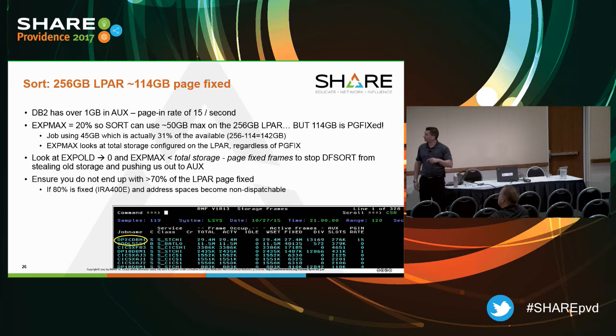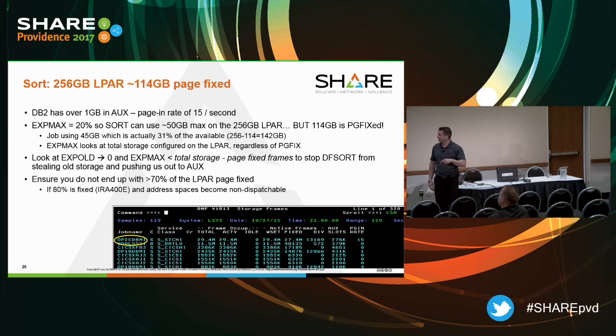Well, the customer had also page fixed almost half the LPAR. So when he went to take his 20%, or 50 gig, he actually is consuming over 30% of the LPAR, right? Because he can't touch the page fixed ones, because those are all DB2 in the buffer pool. So he starts paging like mad. In this case, 15 pages a second. DB2's got a couple gig out in auxiliary storage, and that's because sort is using a lot more than they thought.